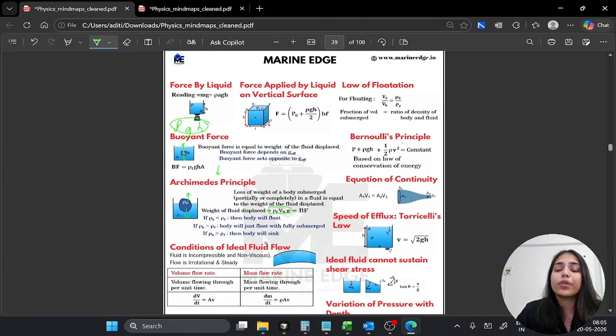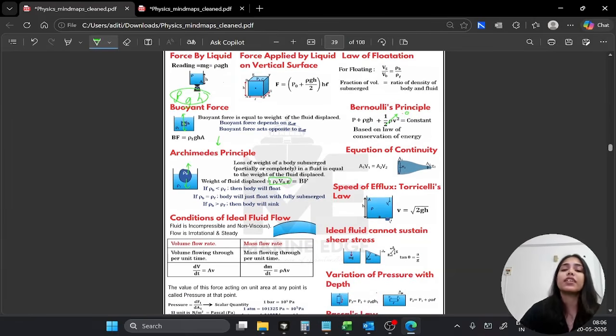And that says that pressure plus rho gh plus half rho v square, where rho is the density, is always constant. Based on this, we use it whenever we have, even if let's say the velocity is 0 or the fluid is at rest, this part will become 0 and P plus rho gh always remains constant. Next, we have the equation of continuity.